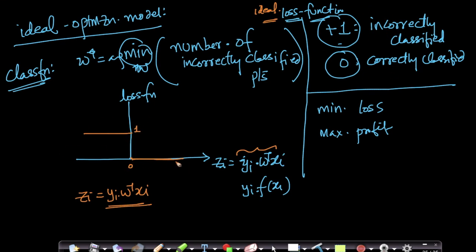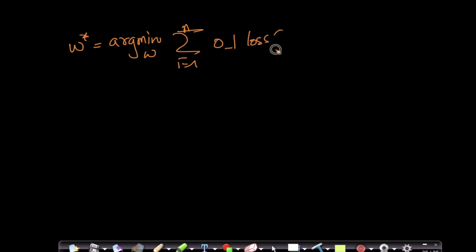Such a loss function, where the loss is +1 for incorrectly classified points and 0 for correctly classified points, is called the 0-1 loss function. It's almost ideal, right? So if I have a loss function like this, then what am I trying to minimize? I want to find a W star such that argmin of the summation over all the points of the 0-1 loss of xi.